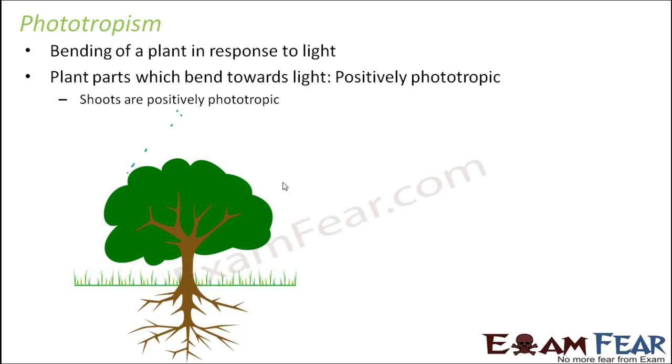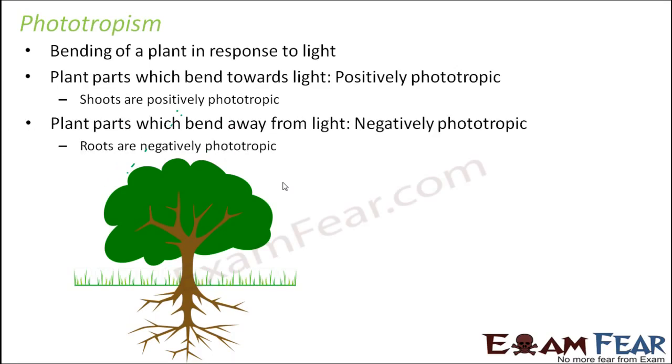For example, shoots. Light is present everywhere, right? But do the roots start coming up towards light? No. So the roots are negatively phototropic. That is, the roots do not respond to light. They do not tend to come towards light. So they are called negatively phototropic, whereas those plant parts which bend towards light are called positively phototropic.